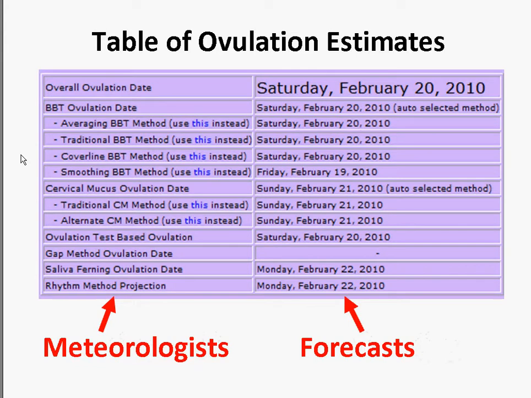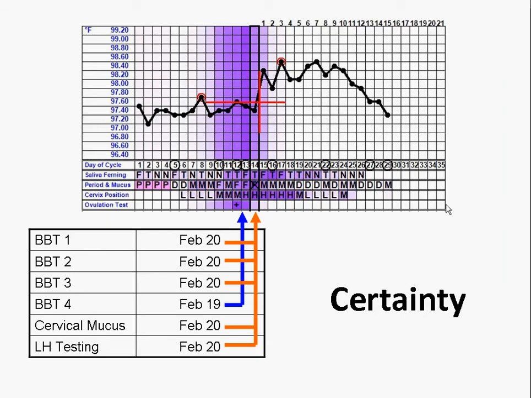To tie this analogy back to ovulation charting, let's take a look at the table of ovulation estimates shown on myfertilitycharts.com. On the left in this table, you'll notice that there are different symptoms and different analysis techniques that are used to produce estimates. This is analogous to the different meteorologists in the weather example. These are different sources of ovulation date estimates. The ovulation dates, shown on the right, are similar to the weather forecasts that we've been looking at. So let's go ahead and tie this back to some fertility charts to better understand certainty.